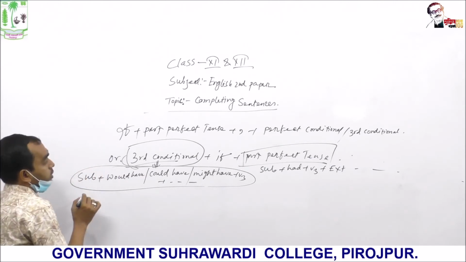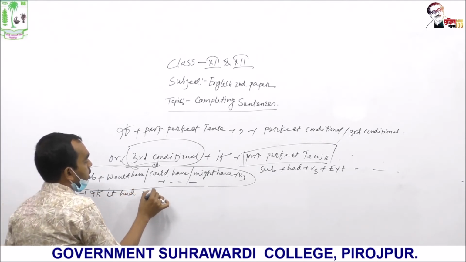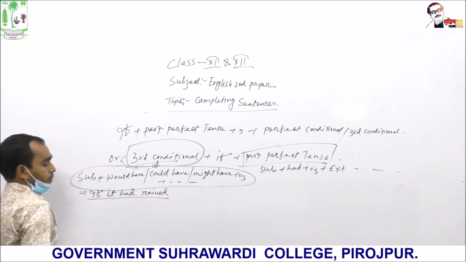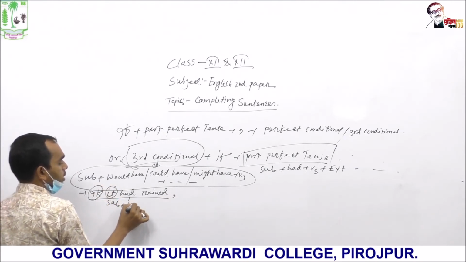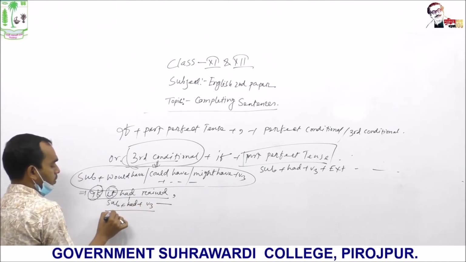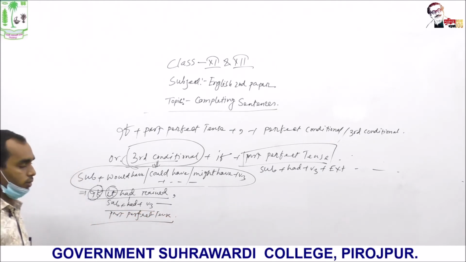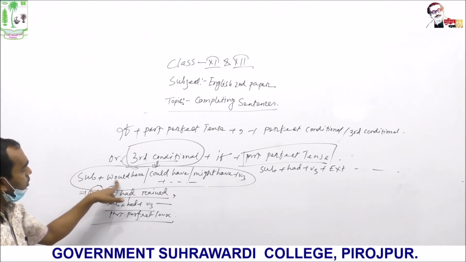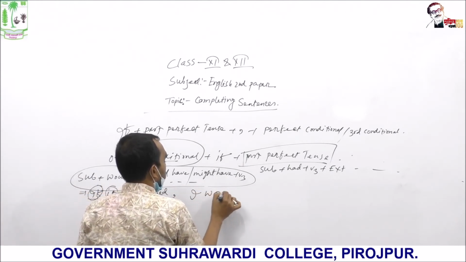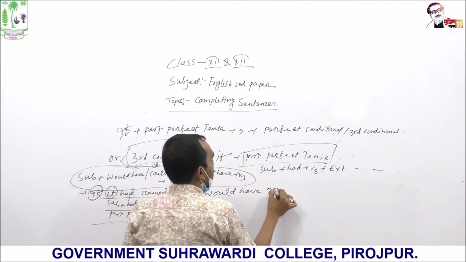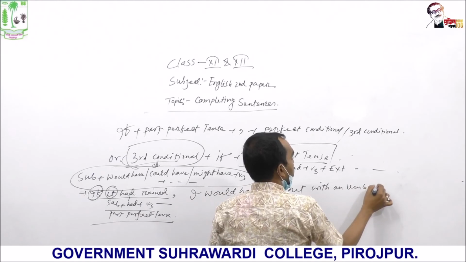Okay. Now I am going to write a sentence: If it had rained, comma, if, subject plus had plus V3. This is the structure of past perfect tense. Now we have to follow this structure. I would have gone out with an umbrella.